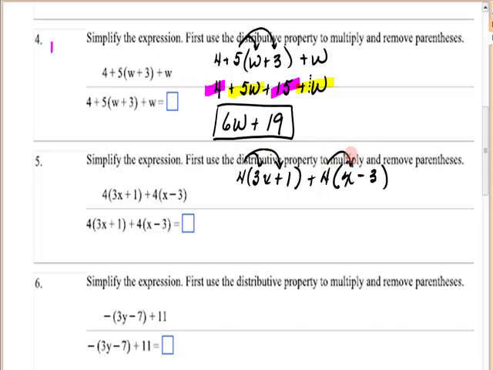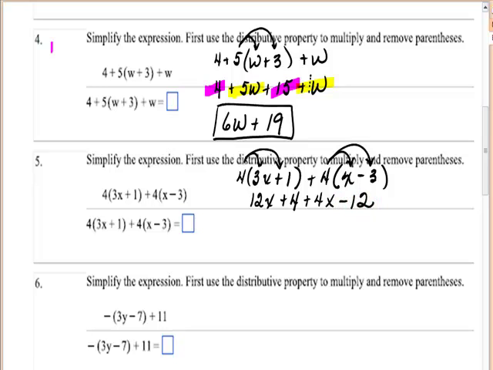And I'm going to use it here in the next part. So 4 times 3x is 12x. 4 times 1 is positive 4. In the second set of parentheses, I have a 4, which is a positive 4 to distribute. 4 times x is positive 4x. 4 times negative 3 gives me negative 12.